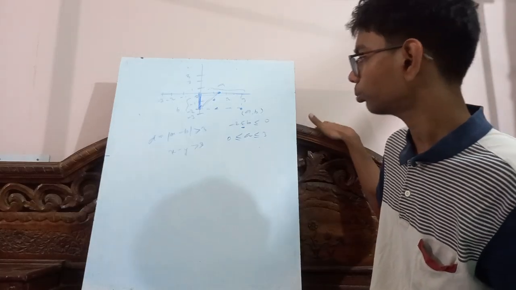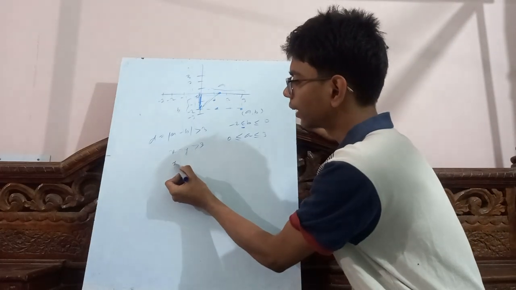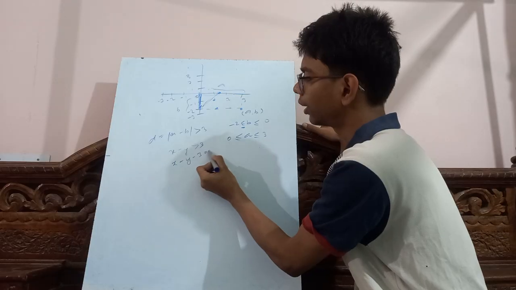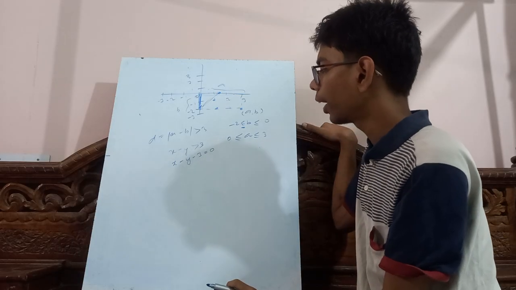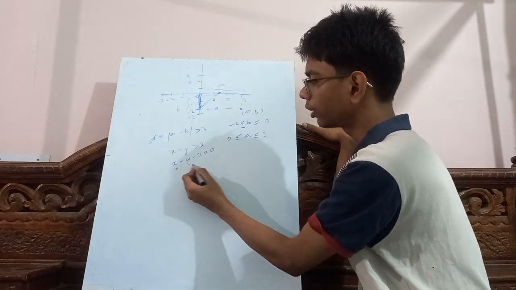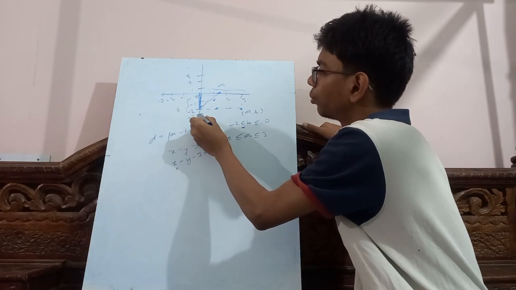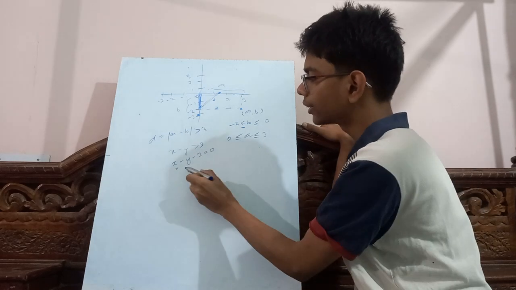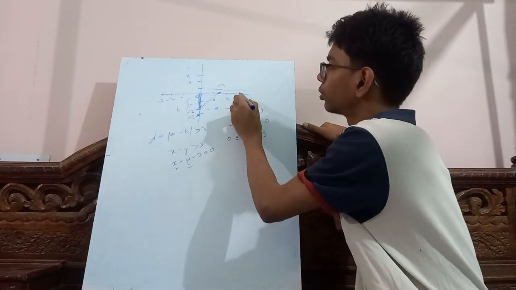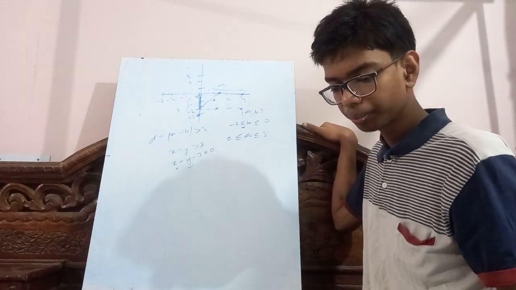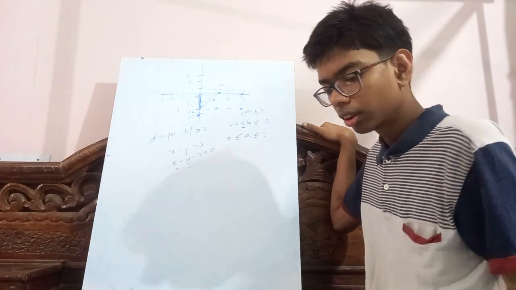Now let's take a line x minus y minus 3 equal to 0. If x is equal to 0, then y is equal to minus 3. So here y is equal to minus 3. If y is equal to 0, then x is equal to 3. So here, right?